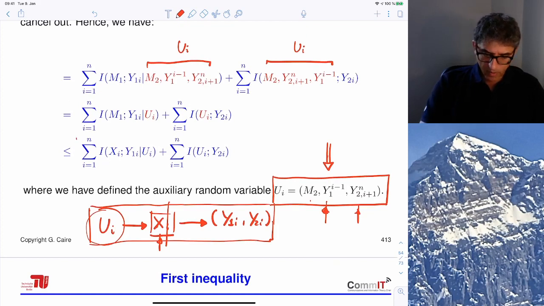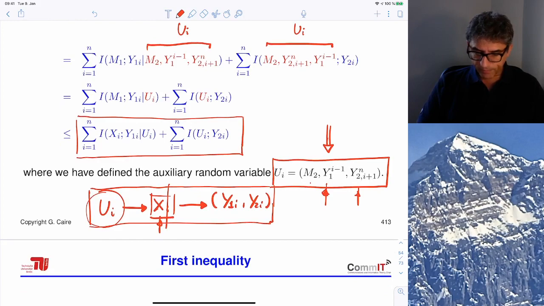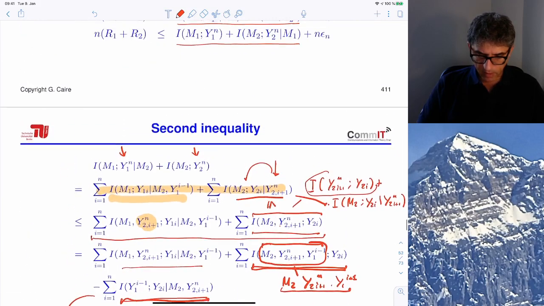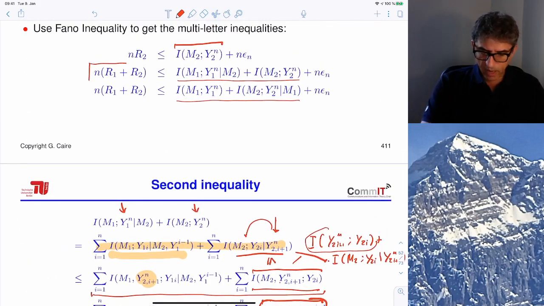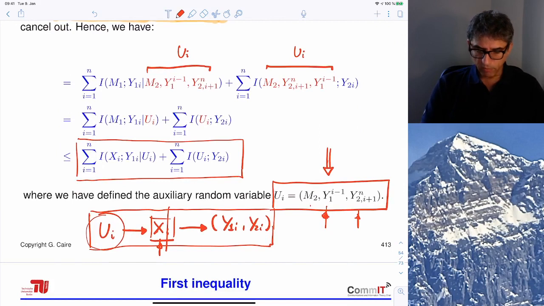So at this point we end up with this inequality. We have bounded the sum n times R1 plus R2 by the sum of mutual information terms obtained by the i-th marginals induced by the code, and therefore for some distribution of the variables U_i, X_i, Y_1i, and Y_2i.